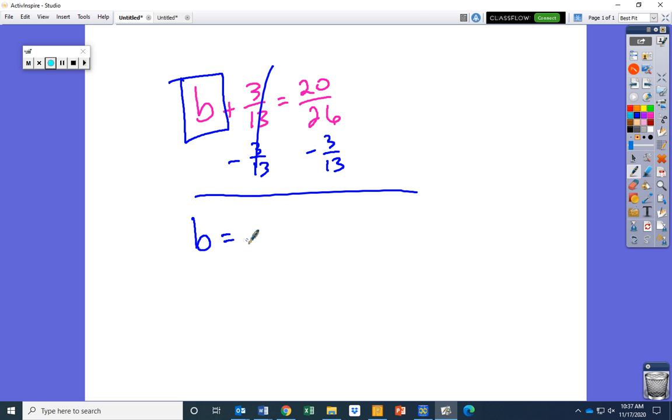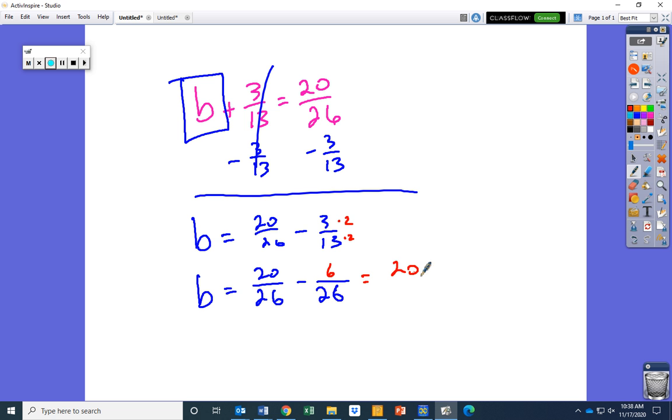I have b equals 20 over 26 minus 3 over 13. Now, Josh, what am I going to find? A common denominator, right? Can I use one of those? I can use 26, right? So I'm going to keep the 26 here, keep the 20, make this a 26. How do I get from 13 to 26? 13 times 2. So times 2 here, times 2 here. 3 times 2 is 6. So that means 20 minus 6, all of that over 26.